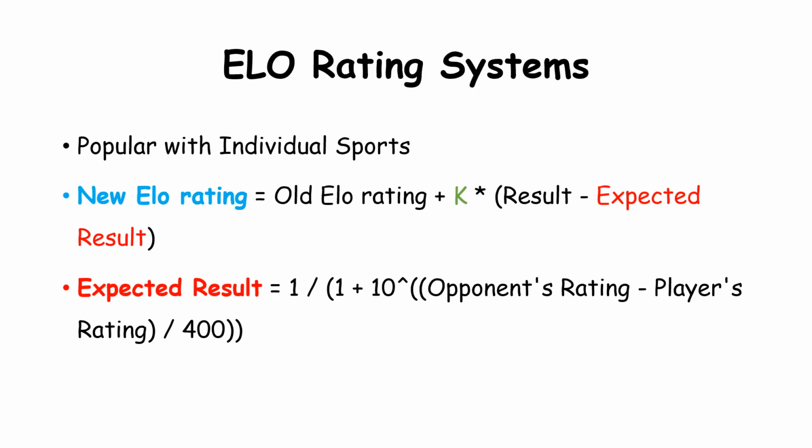Next would be the ELO rating system. The ELO rating system is a statistical method used to rank players or teams in games that involve head-to-head competition. It was originally developed for chess by Arpad Elo. I hope I pronounced that right.